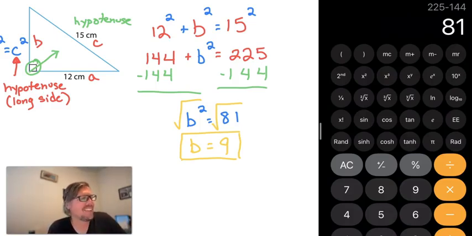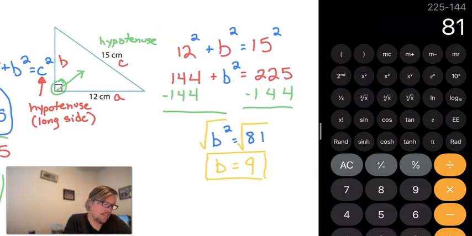So I end up with b equals 9. That was my missing side here. So the three sides of this triangle are 9, 12, and 15 using the Pythagorean theorem.